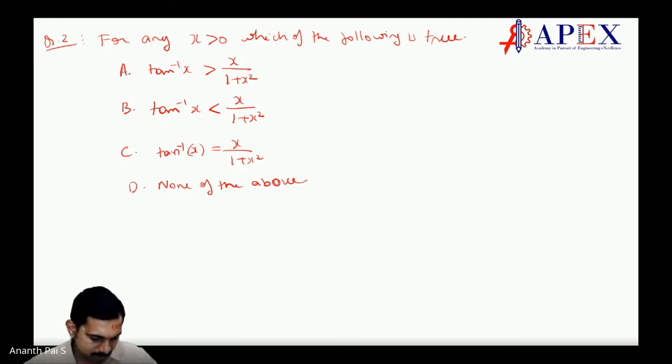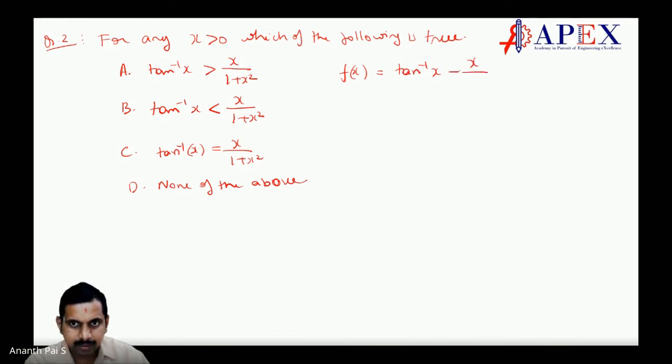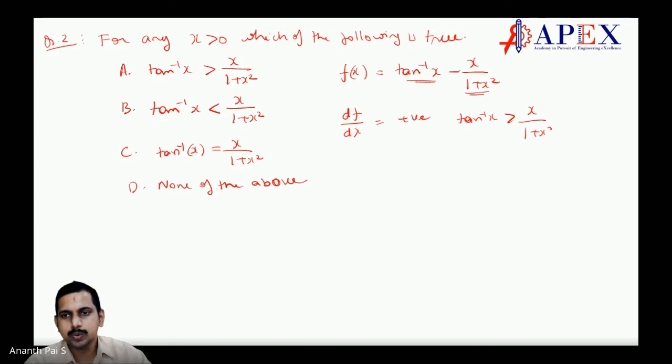Did you get the answer, students? How will you solve this? Substitution will take a long time, is it not? One of the ways to do is find out f of x. Define f of x is equal to tan inverse of x minus x divided by 1 plus x square. Correct? Now differentiate df by dx. So if df by dx is positive, then tan inverse of x is greater than x by 1 plus x square.